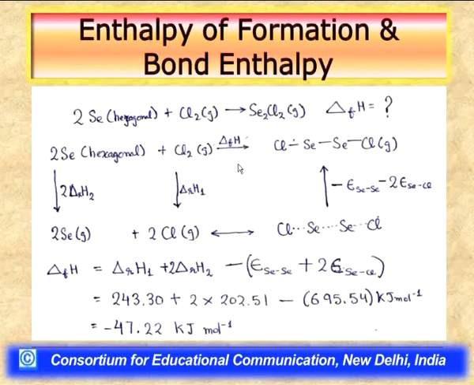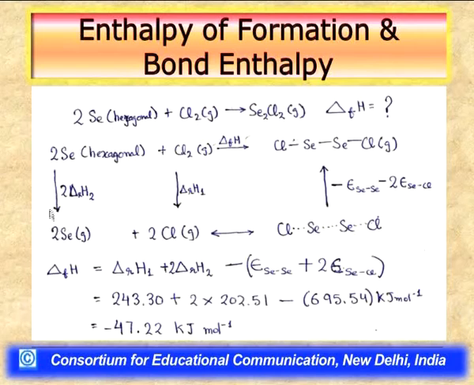Let us have a look. For example, if we want to determine the enthalpy of formation of selenium chloride from the bond enthalpy data. Here the reactants are selenium, along with chlorine. When selenium and chlorine combine, they form selenium chloride, and both are present in their most stable state of aggregation, that is selenium in the solid state as a hexagonal crystal structure, and chlorine in the gaseous state.